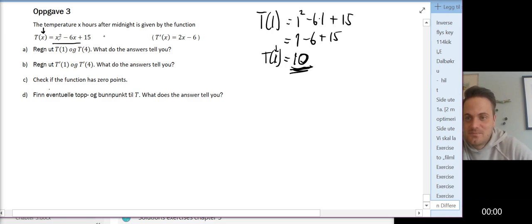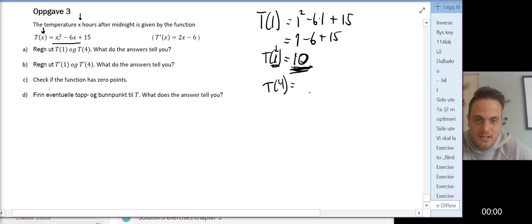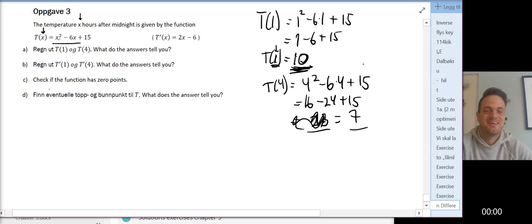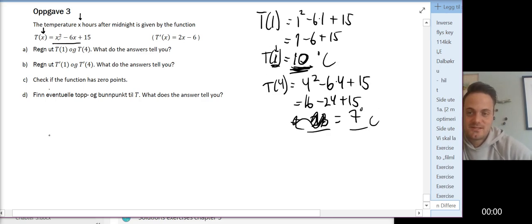We put x in, that's the hours after midnight. So this is 1 o'clock, and out comes the temperature. So this means that at 1 o'clock, the temperature is 10 degrees. And if I put 4 into the function, I will get the temperature at 4 o'clock, which is 16 minus 24 plus 15. No, sorry, this is not 23, it's 7. So at 4 o'clock, it's a bit colder than at 1 o'clock, it's 7 degrees outside.